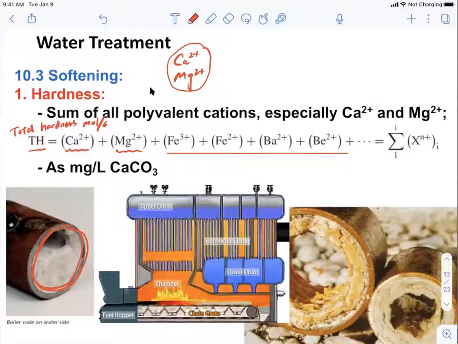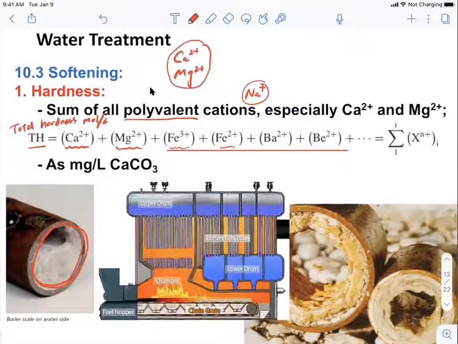Or the TH here. So the total hardness is the summation of all the molarity for these ions. If you notice, these ions are polyvalent, right? We don't have any cations that have just a single charge here, because those ions are soluble in water. They won't form these white scales or sedimentations. So whenever people calculate the total hardness of the water, they sum up all of these ions together, okay?